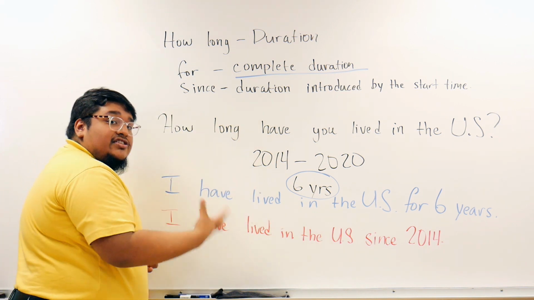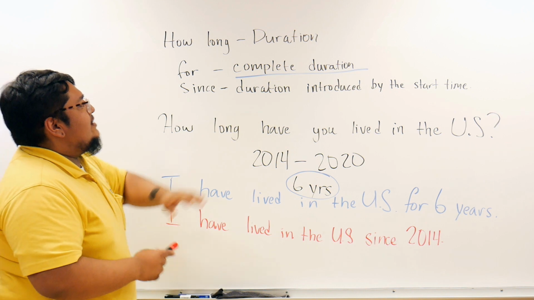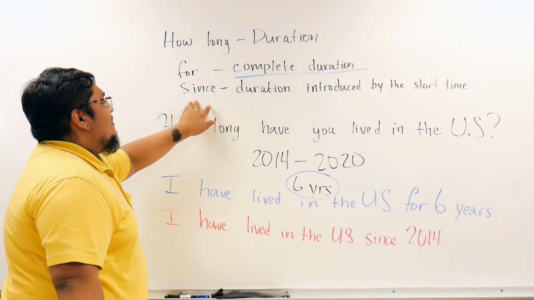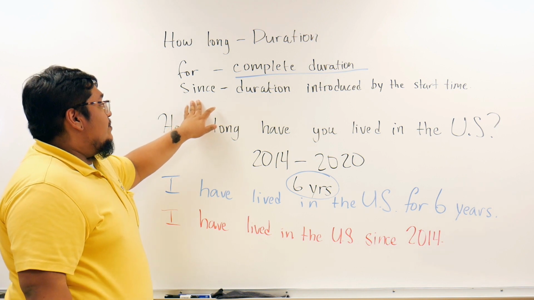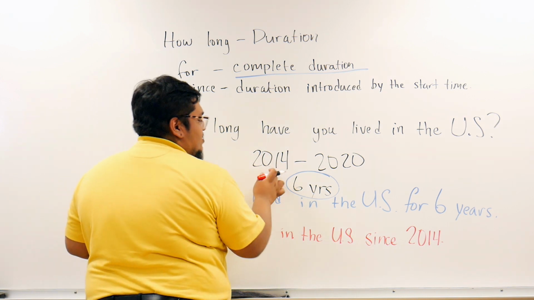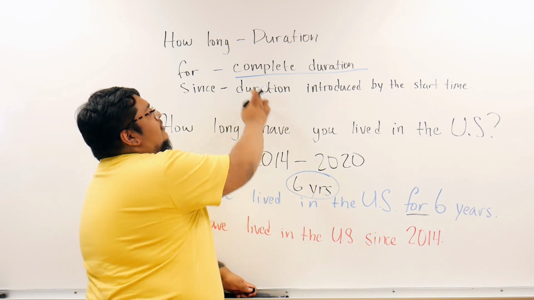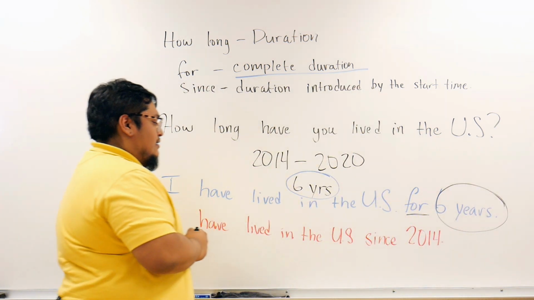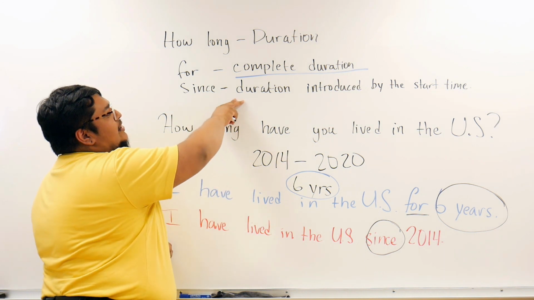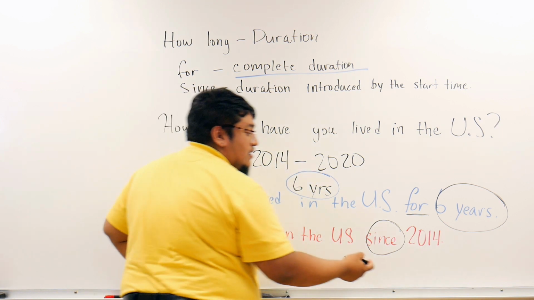My first year, the beginning of this duration, is 2014. If I want to use for, I need to do the complete duration, which is 6 years in total. From 2014 to 2020, it's 6 years. If I want to use the word since for duration, I need to introduce the first, or the beginning. And the beginning of my duration is 2014. So here are my two examples. In this one, I'm using the word for because I'm saying the complete duration, 6 years. And in this one, I have lived in the U.S. since. Remember, the rule for since, I need to show you the start time, right? What is the start time of my duration? It's 2014. So there we go.